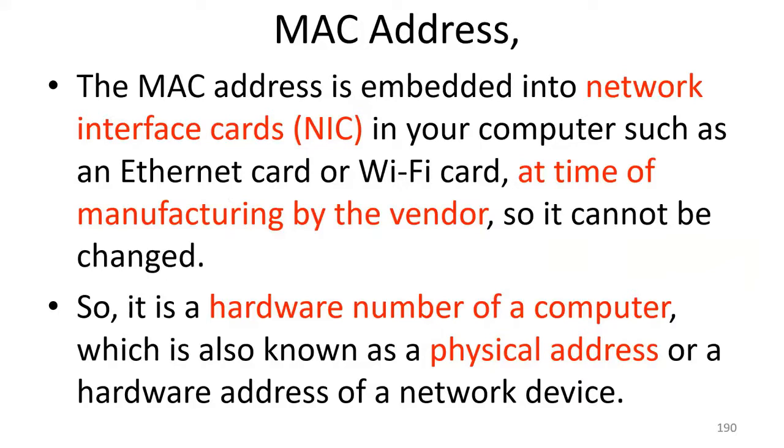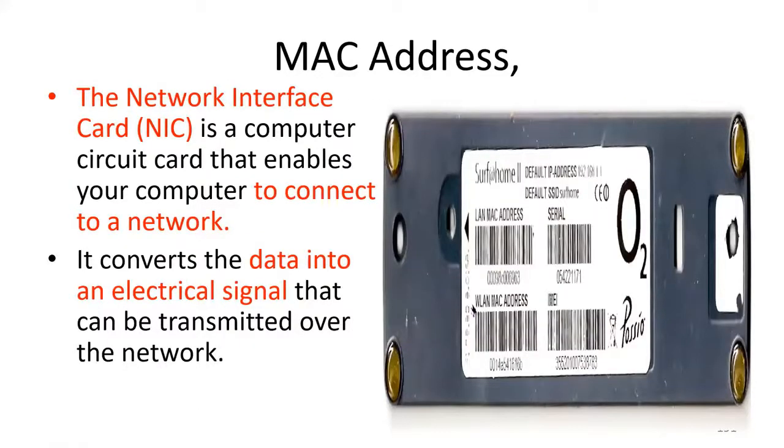So it is a hardware number of a computer, also known as a physical address. That means it is a hardware network address, the hardware address of the network device. For example, the diagram on the right side indicates the MAC address and the default IP address. It indicates a LAN MAC address and then a WAN MAC address.